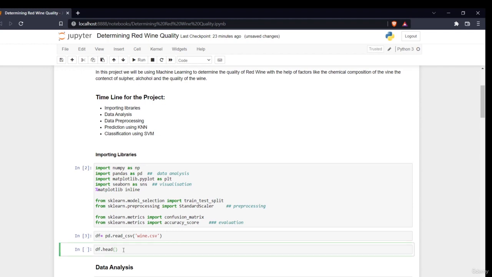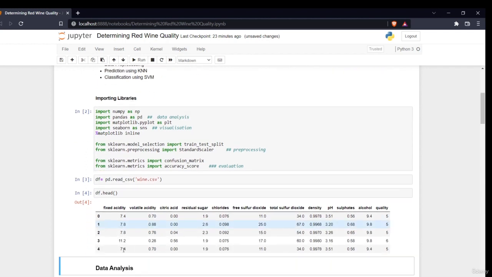And what we have here is certain independent variables, and the dependent variable is our quality. These are variables like fixed acidity, volatile acidity, citric acid, like what is the amount of citric acid present in wine, what is the amount of alcohol present, what is the pH of the wine, the density of the wine, what is the total sulfur dioxide present, free sulfur dioxide present. So all of these are basically the chemical compositions. And this is the quality.